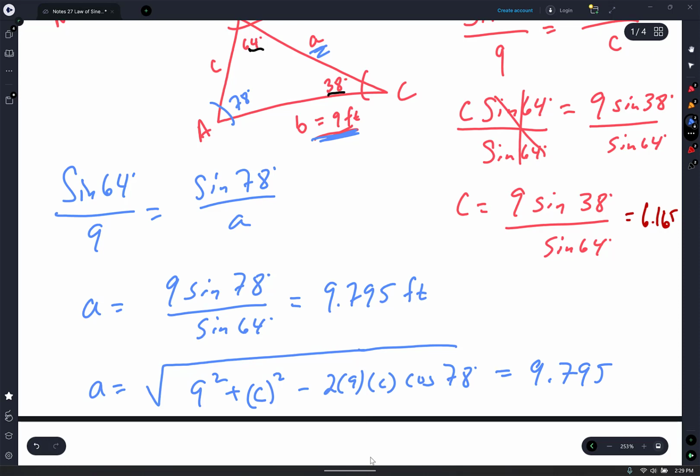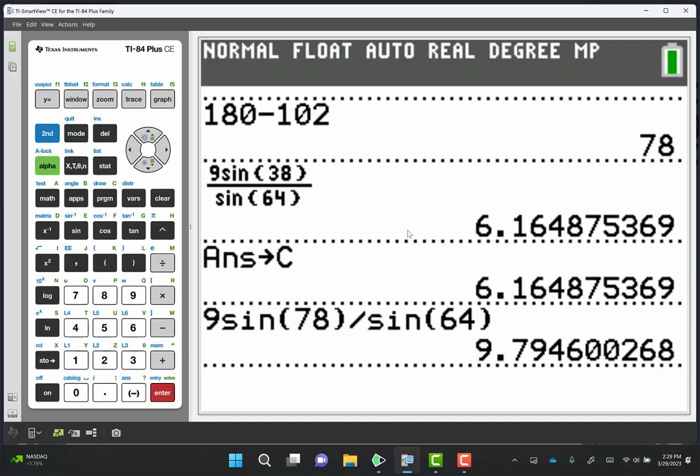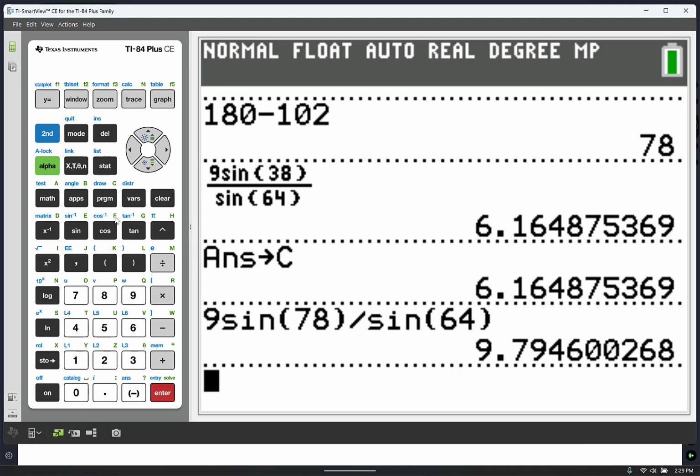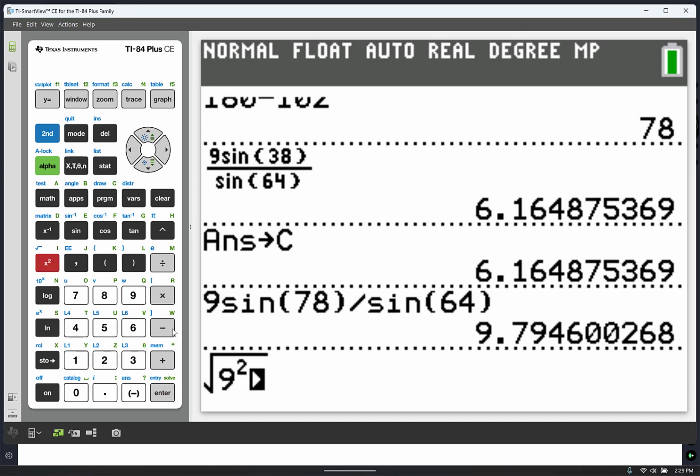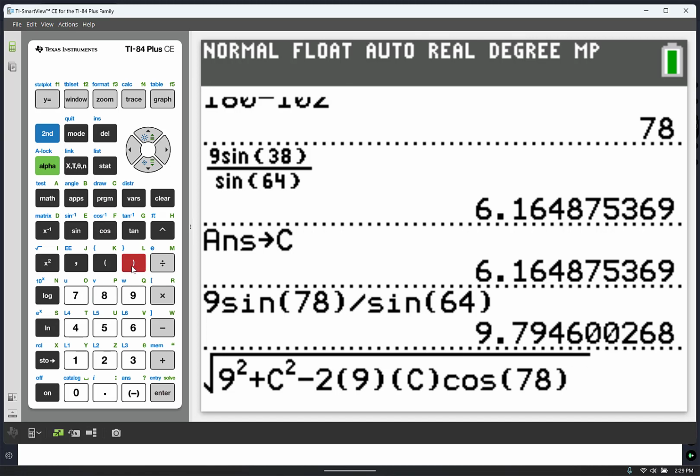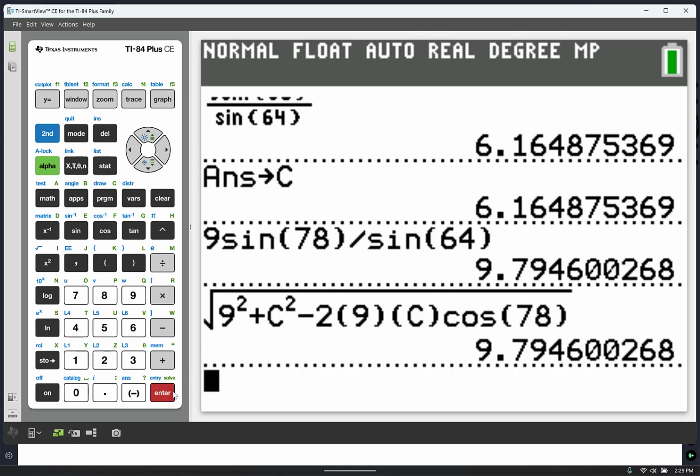And I bet you that's going to give me the same answer. 9.795. It is going to be digit per digit. Look how awesome this is. Look, I stored it into C. See how I already stored it into C? 6.16. Square root of 9 squared plus alpha c squared minus 2 times 9 times c times cosine 78. And check it out. It's going to be the same digit per digit. Wow. I think that's just amazing, how you can do two different things and still get the same answer two different ways. You don't think that's cool, guys? Okay. I think it's cool.